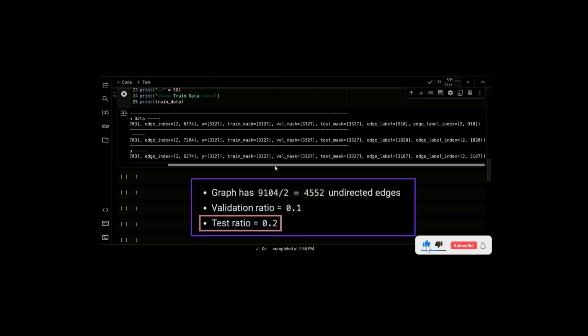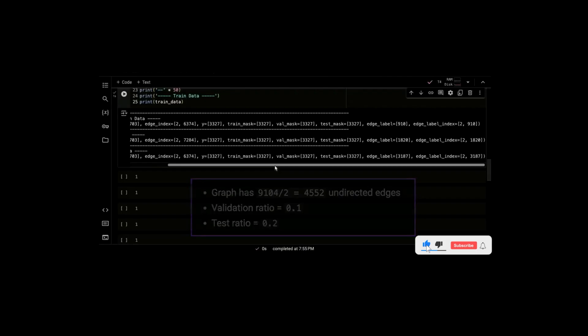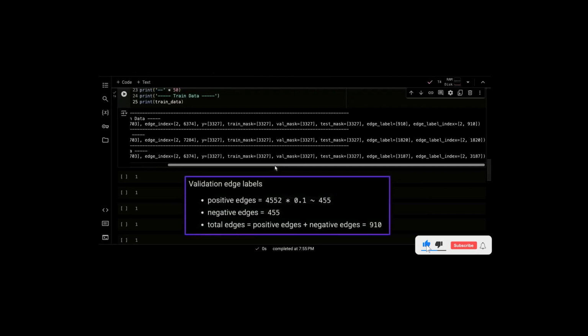Now let's see how we got the number of validation edge labels to be equal to 910. We've seen that there are 4,552 undirected edges. If you multiply 4,552 by 0.1, that is the size of our validation data, you get 455. Now, the number of positive edges in the actual graph, edges that exist in the graph, is 455, which means we should have an equal number of negative edges. If you remember, we had set a negative edge sampling ratio to be 1. So the total number of edges in the validation dataset is equal to 910, 455 multiplied by 2.